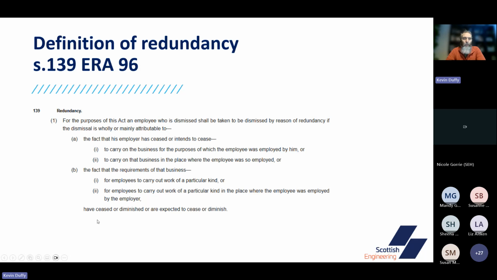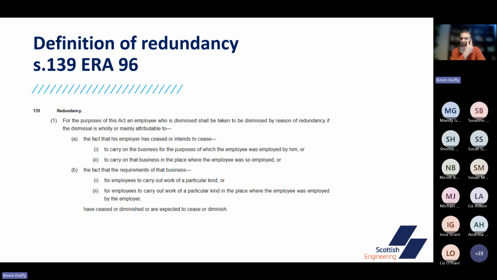Now, as anyone who has phoned through to the legal and HR team and spoken to me knows, very often, in fact almost always, I will speak about the statutory definition of redundancy. It's section 139 of the ERA. You always have to come back to that.